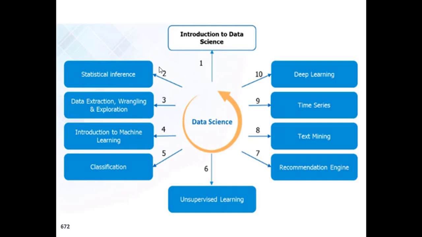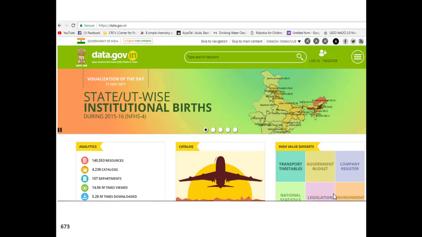There are various fields which are encompassed in data science. So we have something known as statistical inference, we have data extraction, wrangling and exploration. Then we have machine learning, classification techniques, unsupervised learning, recommendation engines, text mining, time series and deep learning. I will briefly go through all of them one by one in this lecture series.